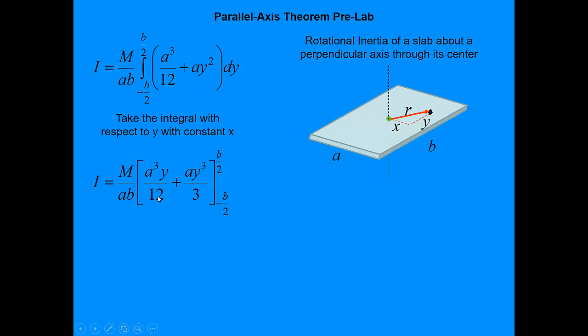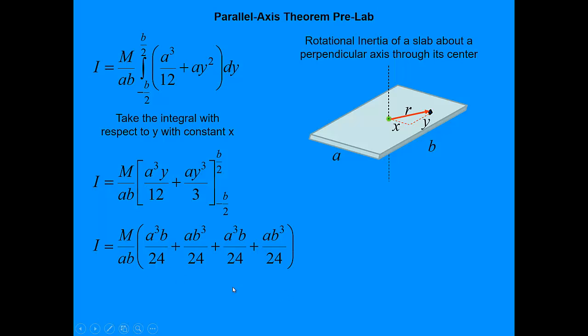Notice here a cubed over 12 evaluated at b over 2, here and here, minus evaluating it at negative b over 2, here and here. Notice that when you evaluate at negative b over 2, this term would be negative, this term would be negative, and when you subtract those, they become positives. So we end up with something like this.